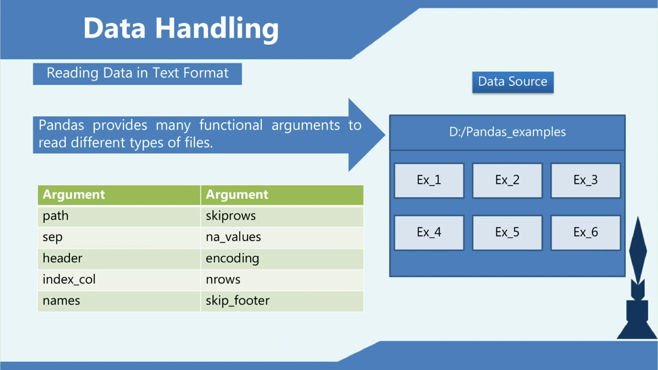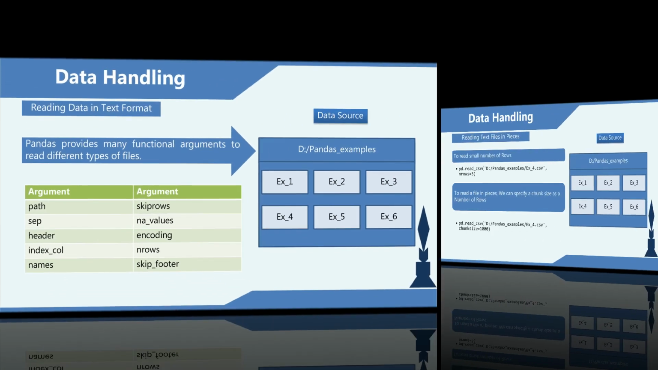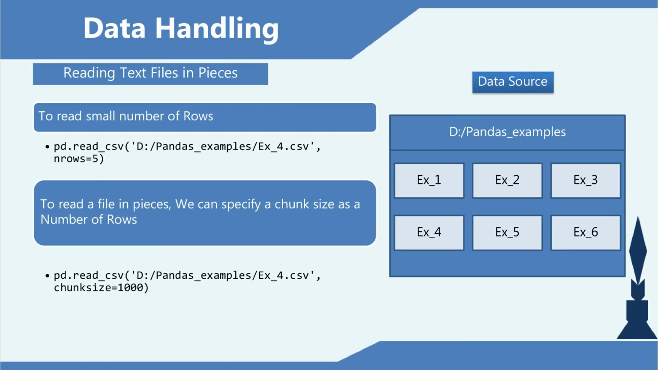The read_csv method offers the highest number of parameters to read a variety of CSV files and other text files. Some of them are highlighted here. In order to read a few rows, we can use the nrows parameter, and with a very large file, we can use the chunksize parameter to read the file in smaller pieces.